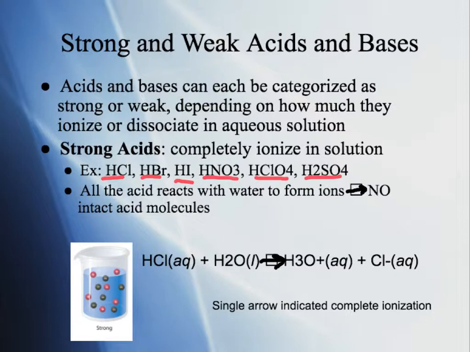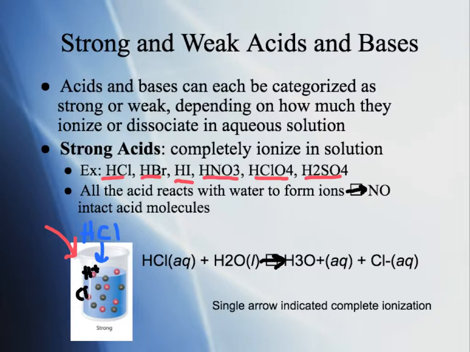Okay, those are ones that completely ionize in solution. They're going to completely break apart into ions, and there's basically going to be no intact acid molecules anymore. So, for example, if this was HCl that we put into water, all of these are going to be H plus ions and Cl ions. There's not going to be any intact HCl molecules left over.